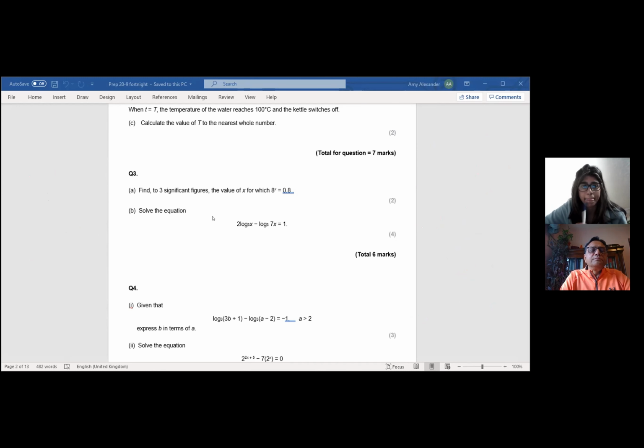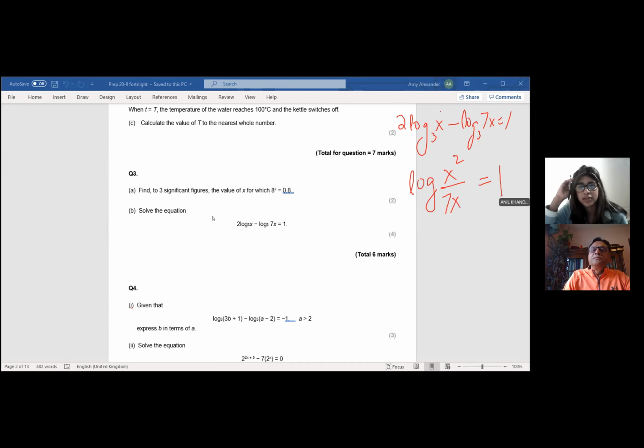Okay, and then part B, solve the equation 2 log 3x minus log 7x equals 1. Tell me how we do it. By the log rules, when you subtract, you divide. So you do log of (3x)^2 over 7x equals 1. The squared term gives 9x squared over 7x. This is to the base 10, so 9x squared over 7x equals 10 times 1. Cross multiply.